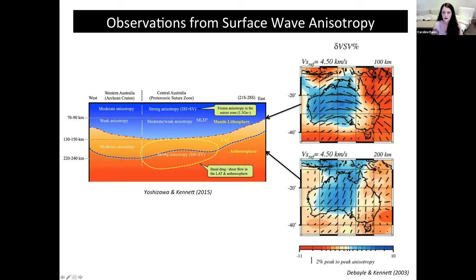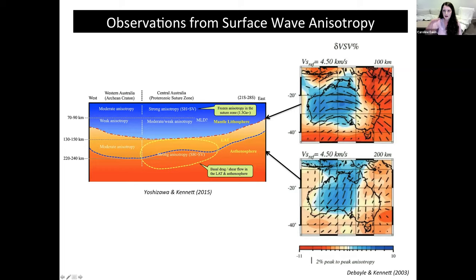So what we're seeing here at 100 kilometers depth is a rotation within the lithosphere. People think that they're seeing fossil anisotropy within the continental lithosphere at 100 kilometers depth. But as you move deeper down to 200 kilometers and below, the fast direction, which is represented by the orientation of these little black bars, is mostly aligned roughly north-south.